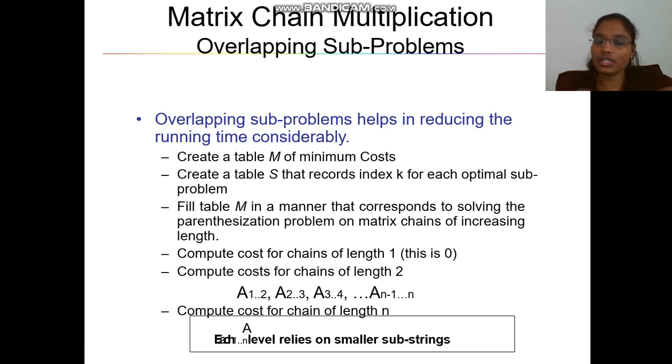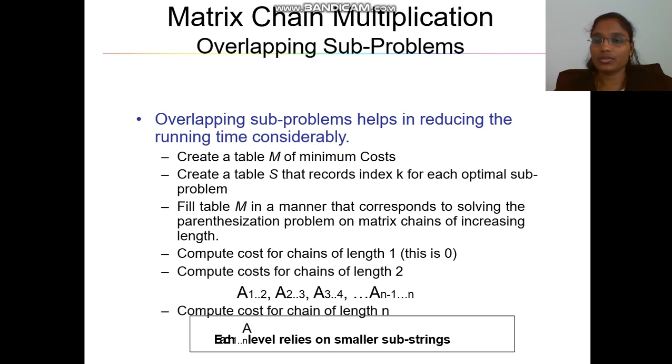At each level it depends on the previous subproblem, so it always relies on the smaller substrings. As we keep increasing the length, every solution for the subproblems is already available and can be used directly. In this way we can do the matrix chain multiplication efficiently and effectively using the dynamic programming paradigm.